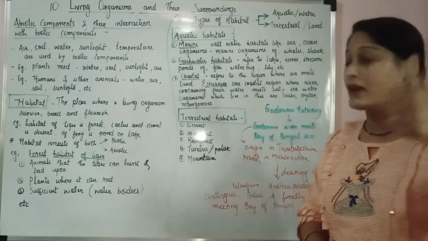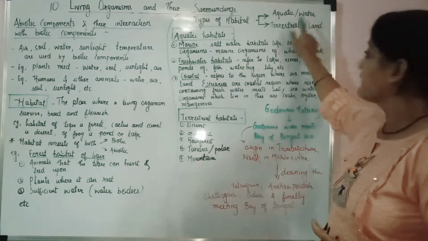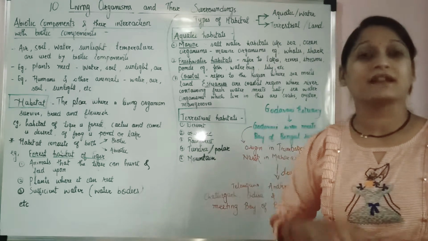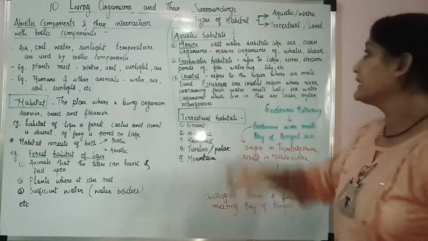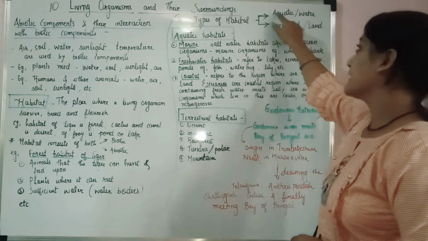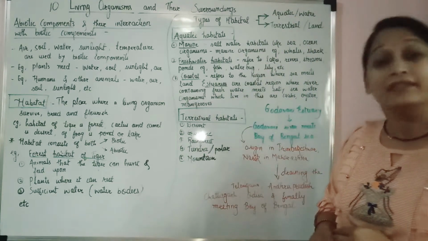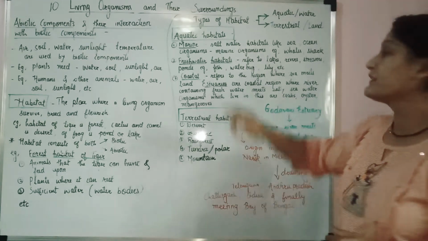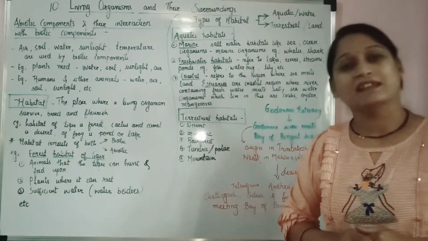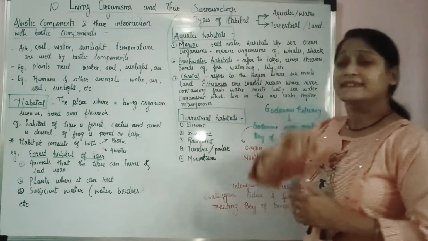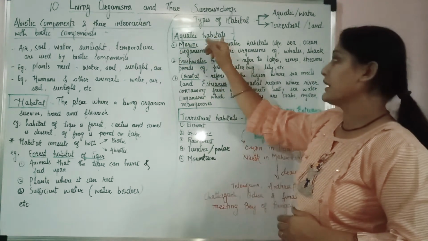Basically, there is an aquatic habitat, which is a water habitat, and another one is the terrestrial habitat, which is a land habitat. It means that the animals which are staying in the water have an aquatic habitat, and the animals which are staying on the land have a terrestrial or land habitat. Let's see what aquatic habitats are.